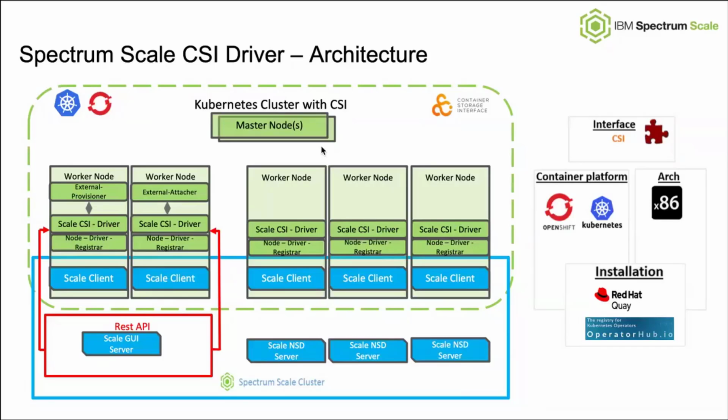Now, as you can see, the Scale CSI driver component is deployed on all the worker nodes. This is deployed as a daemon set. So if your worker node goes down, the particular driver pod on it is garbage collected. If new worker nodes come up, the Scale CSI driver pod is deployed on the new worker nodes as well.